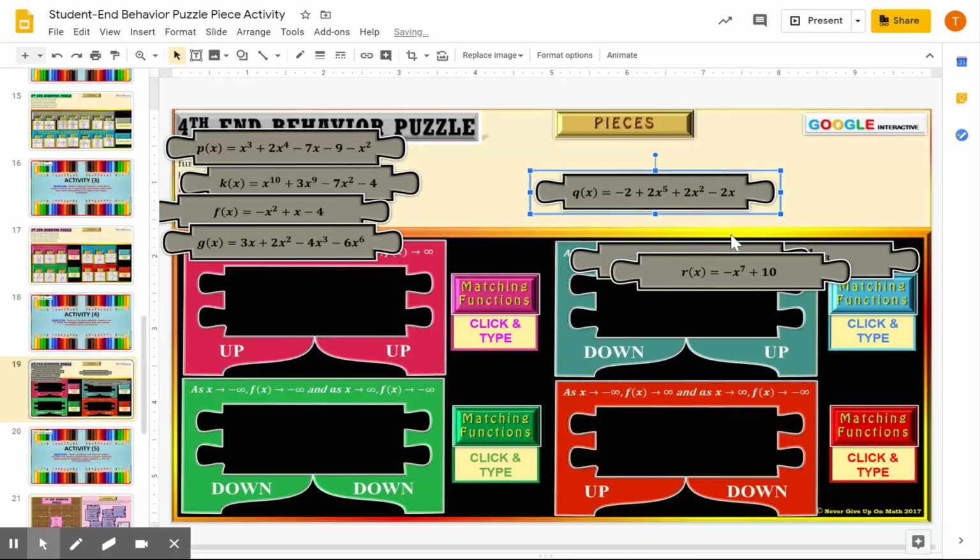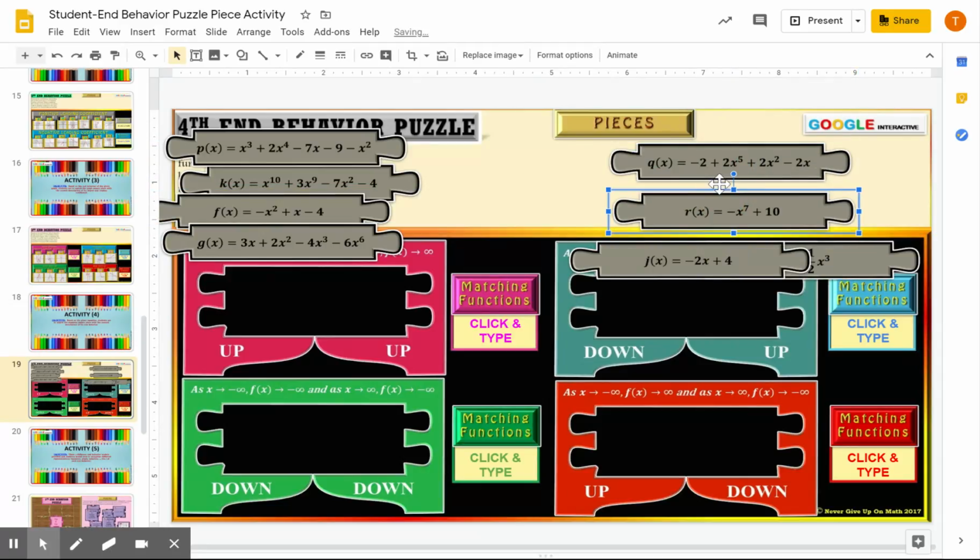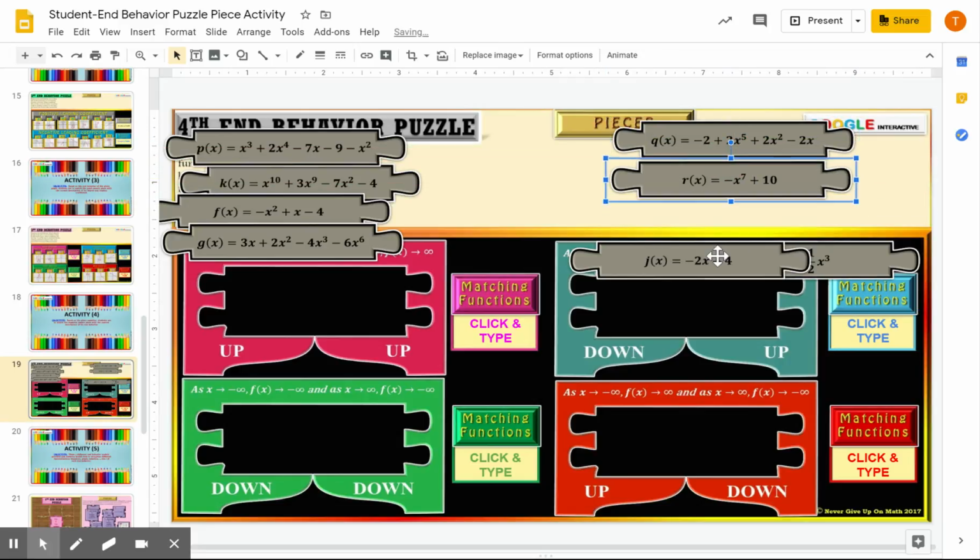And then finally here, we know it has to be odd. There's 4 on each side, but let's just double check. Negative 2 plus 2x to the 5th plus 2x squared minus 2x. The 5th power is the highest one, so that means that it is in fact odd. So now we want to look at these 4 and determine: are they positive or negative?